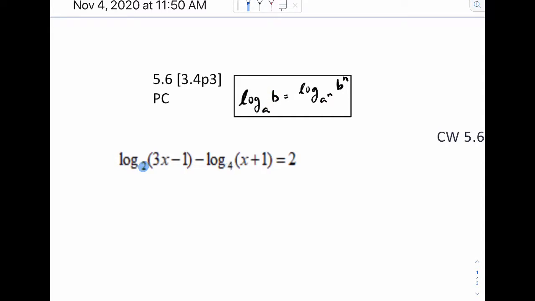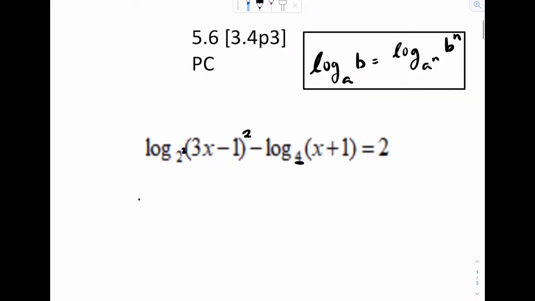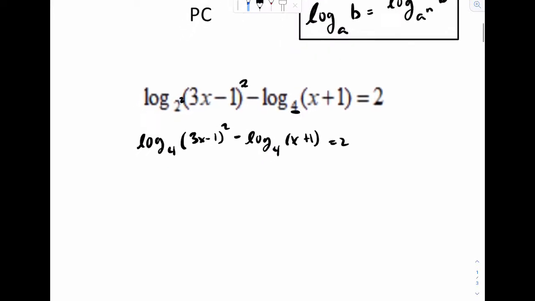So if we look back at the question here, what I'm going to do is raise 2 to the power of 2, because then I'll make it 4. And I'm also going to raise 3x minus 1 to the power of 2. So again, by doing this, look at what happens. Now it's like a regular log problem that we've been doing. Let's put it together. Notice it's subtraction, which means we're going to divide.